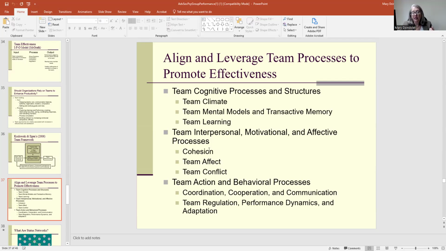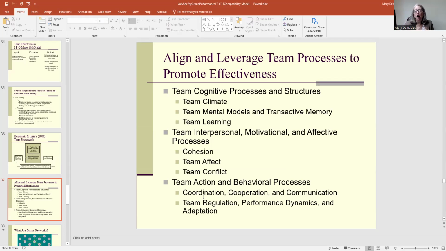How cohesive are they? And we can look at team action and the behavioral processes like coordination and cooperation and communication. Team regulation. How does the team regulate itself emotionally and at getting the task done? How do they look at, boy, we're doing really well, let's take a break now and celebrate, or we're doing really well, let's see if we can even get more done and go further than our goals. How does the team adapt as things change?